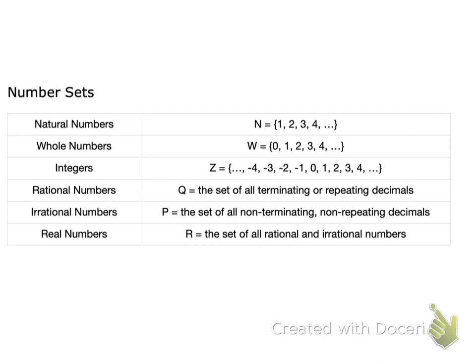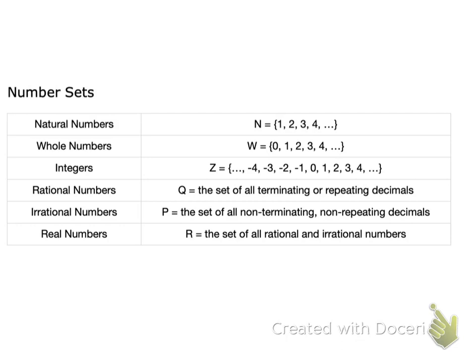After that is integers. You're usually introduced to integers around 5th, 6th grade. That is going to add in the negatives. So you now have all the whole numbers, but you also have all their opposites. It goes to negative infinity and to positive infinity. Still no fractions or decimals. Typically, we use a Z to represent the integers.